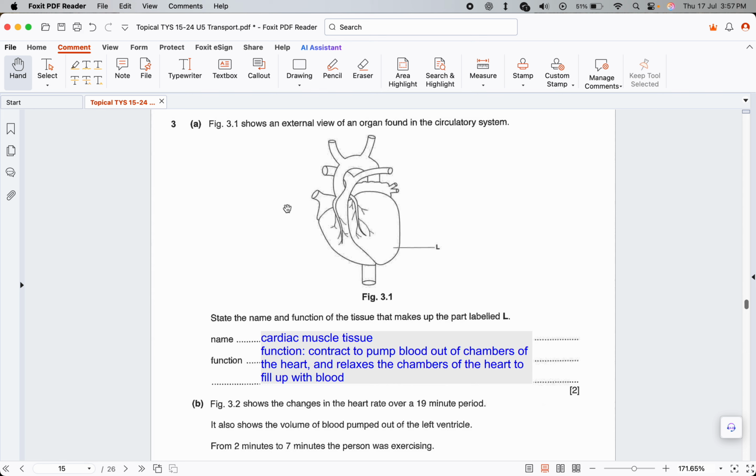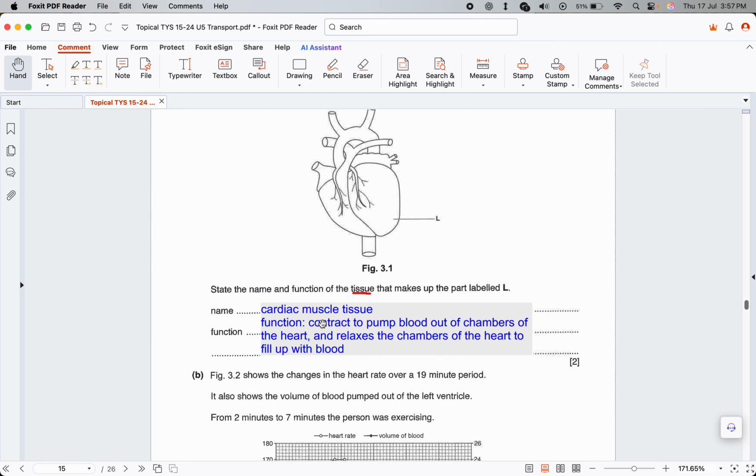Okay, so here a lot of us simply wrote muscle, or you wrote something like left ventricle. Please read the question carefully. The question actually asks you to talk about the tissue, not the name of the chamber. So I think a lot of us made the mistake there, and you'll lose not just the name mark but also the function mark. I don't think this kind of question has ECF. Okay, so you might lose both marks.